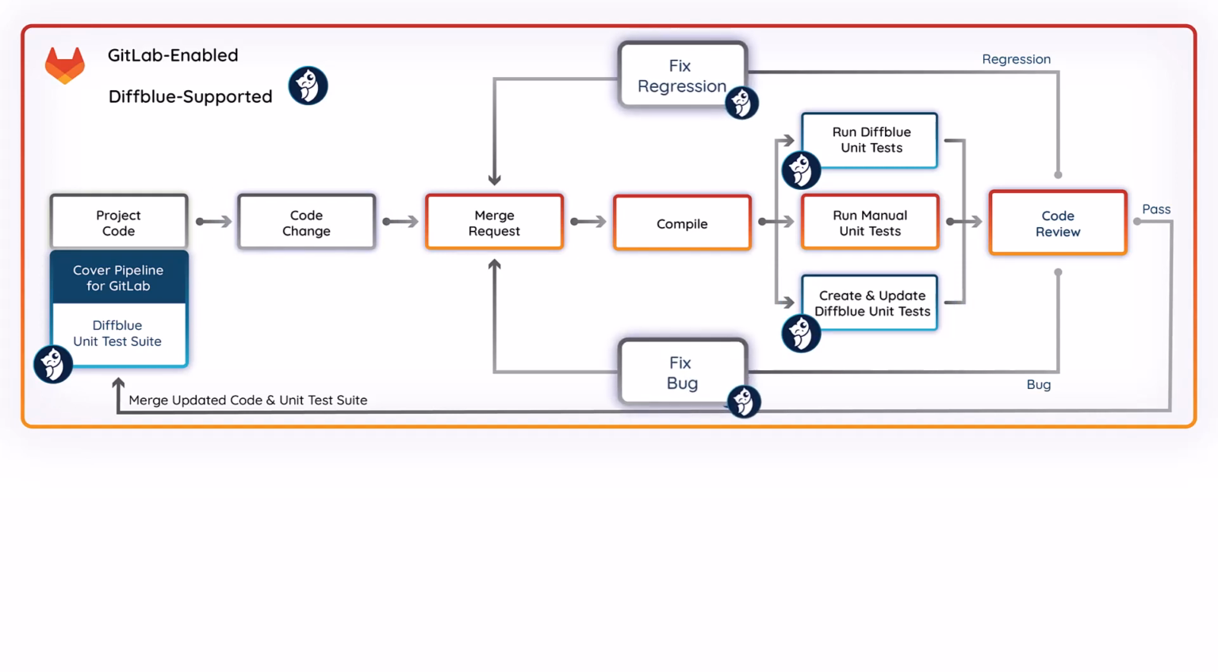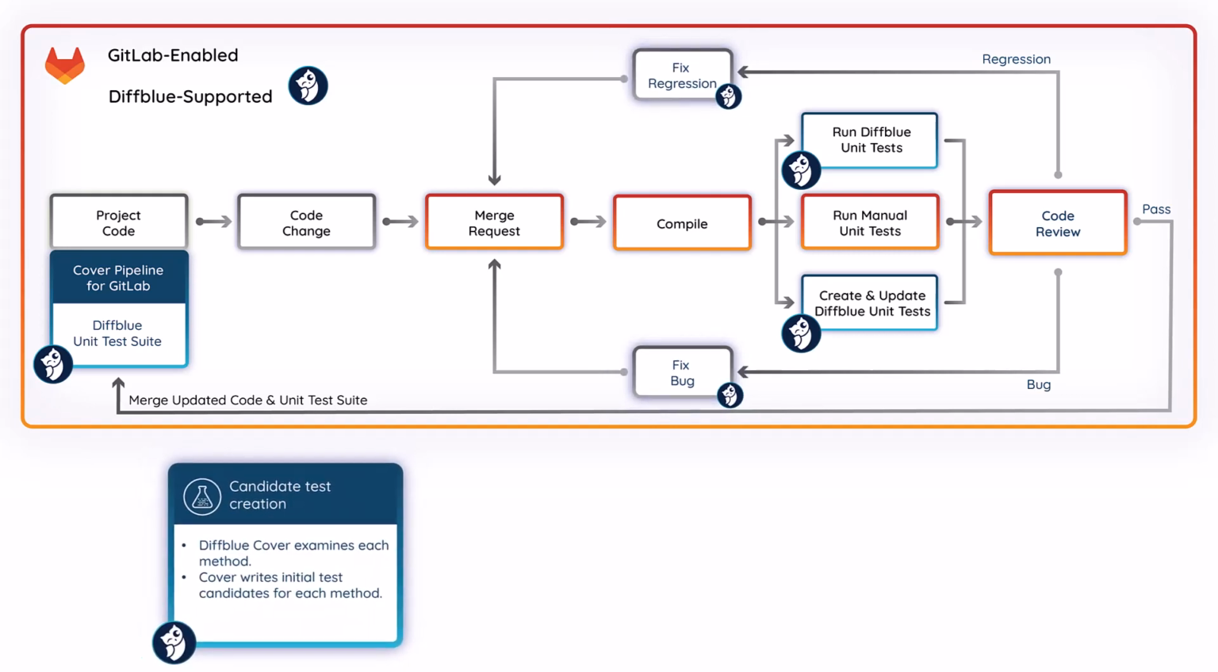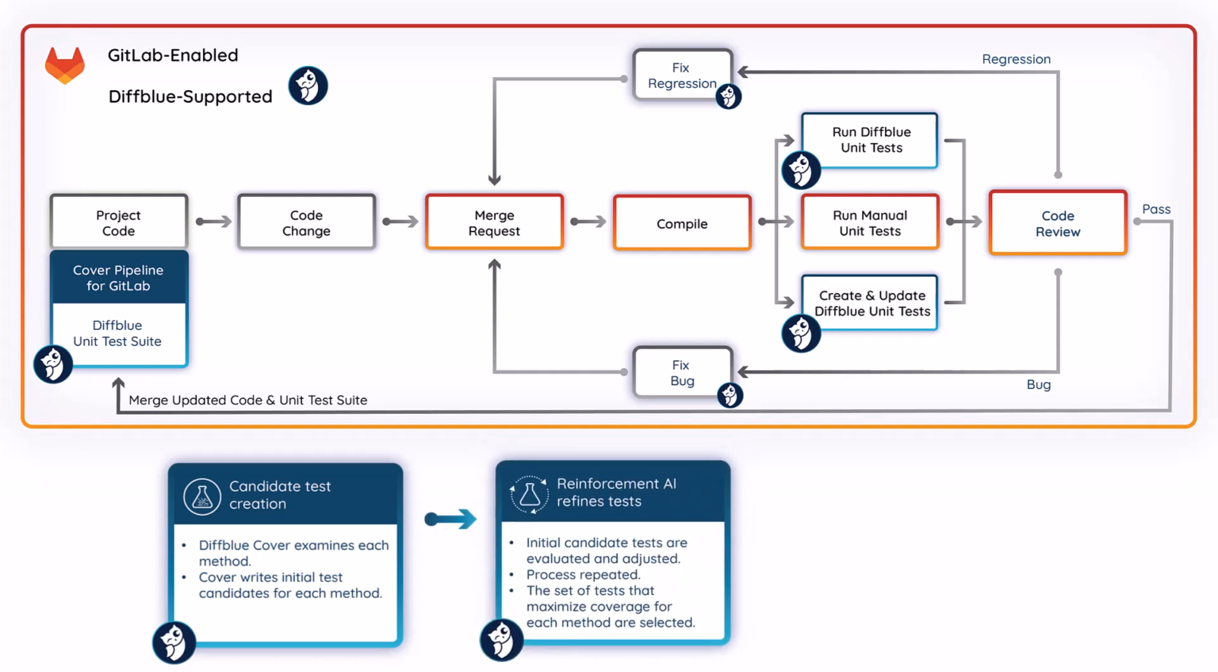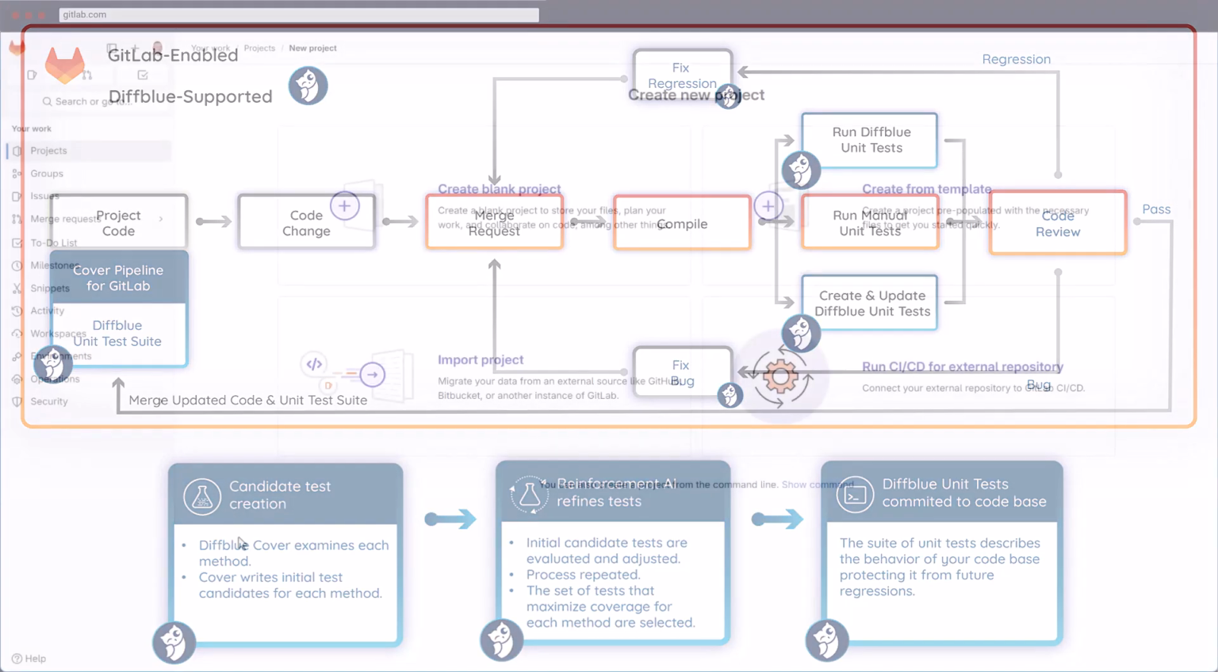Not only does this save you the time in writing and updating unit tests, this also helps you to catch regressions and verify new behavioral changes when performing code updates. When creating or updating unit tests, Diffblue Cover assesses each method, including any dependent methods, and writes preliminary test candidates. Cover then uses reinforcement learning AI to evaluate and adjust the test candidate for each method, repeating this process until the set of tests that optimize coverage are selected and committed to your code base.